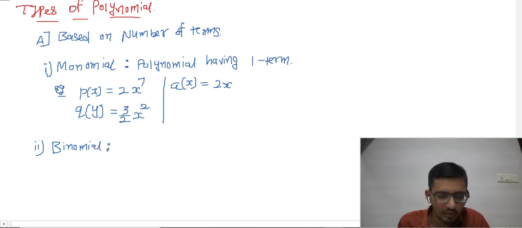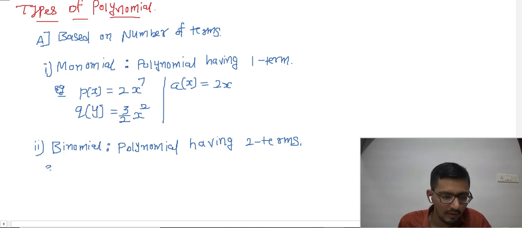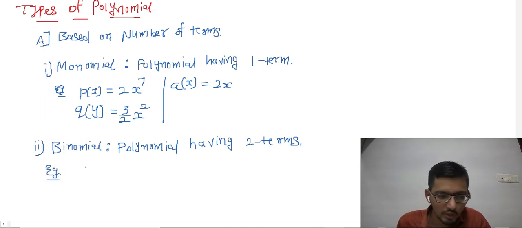Second one, what is coming now in this category based on number of terms? Binomial. Okay, so what is the meaning of binomial? A polynomial having exactly two terms is called binomial. Bi means two. The binomial means two terms.